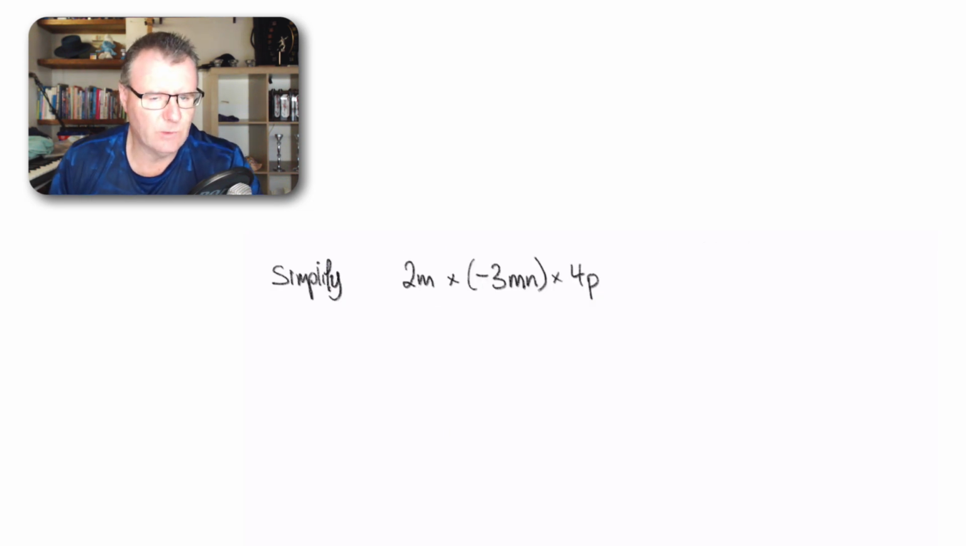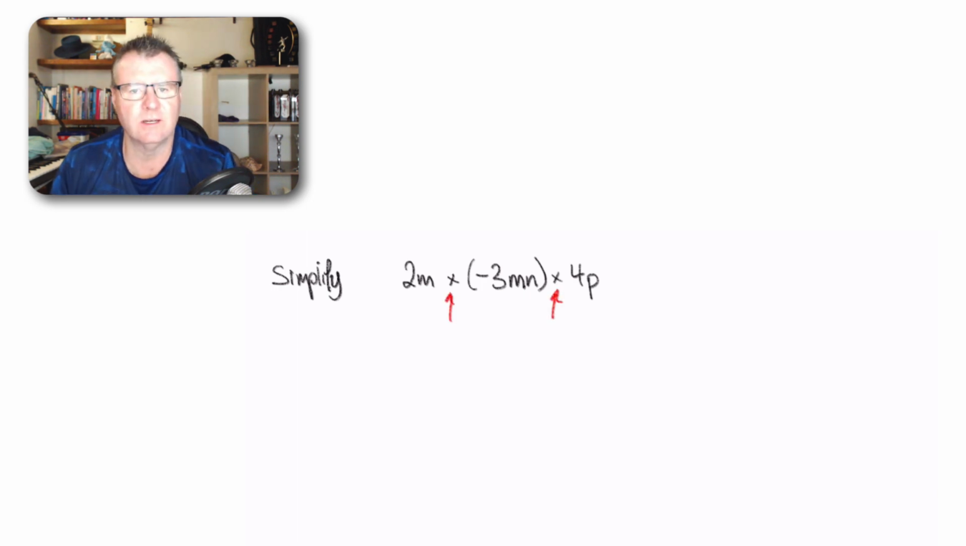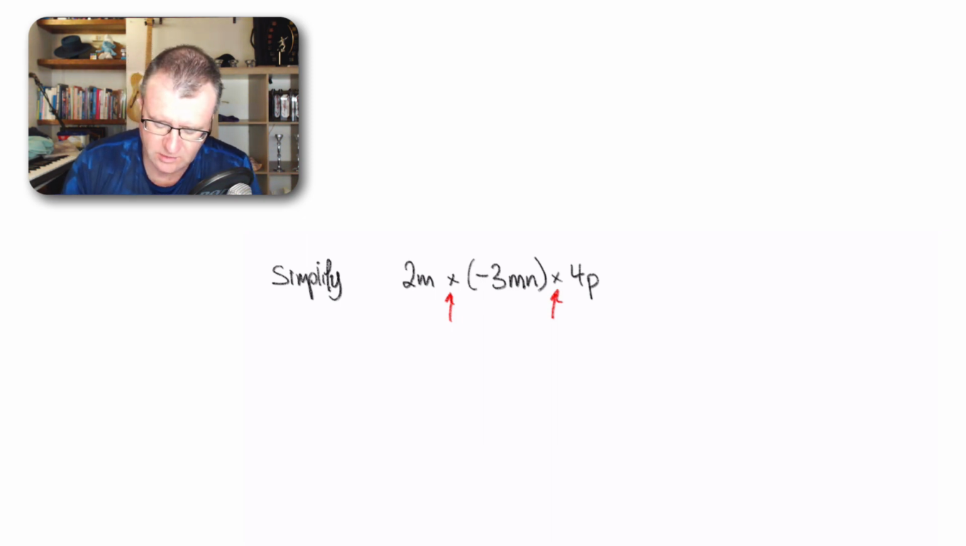Alright, we're asked now once again to simplify an expression. These are all multiplied, they're all times. So there's no pluses and minuses, so it's just basically a case of multiplying everything right through. Always do the numbers first. So I'm going to go 2 times negative 3 times 4.